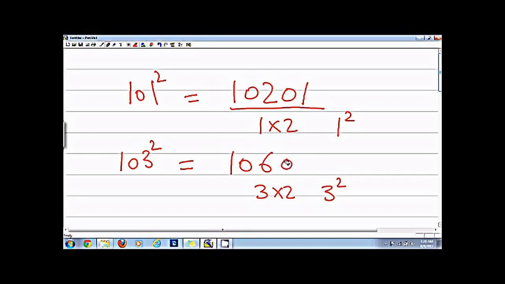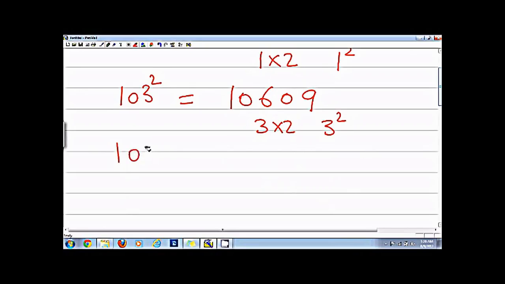Similarly, if I have 105, then I'll do 1, so 5 into 2 is 10, and 5 square is 25. The answer is this.